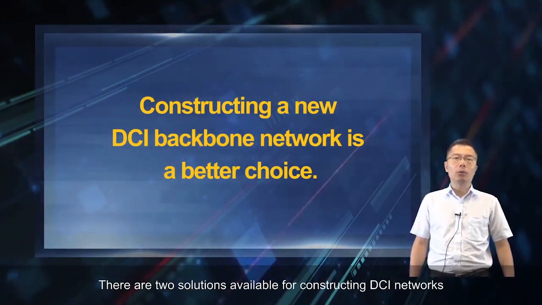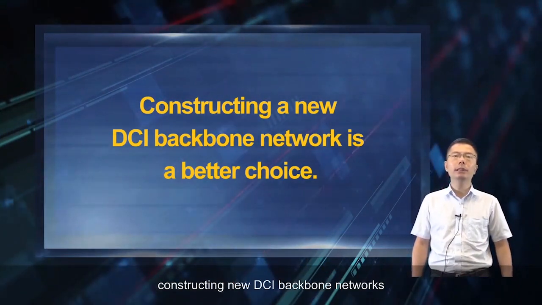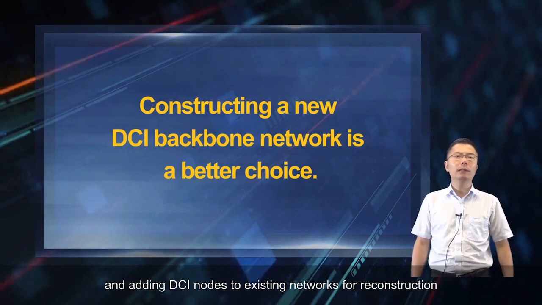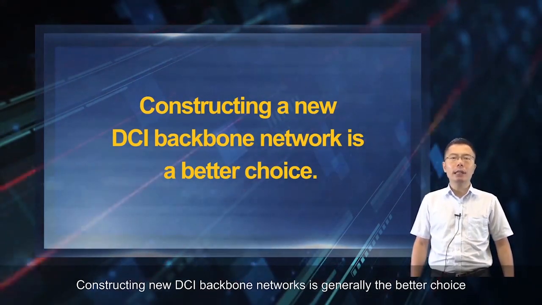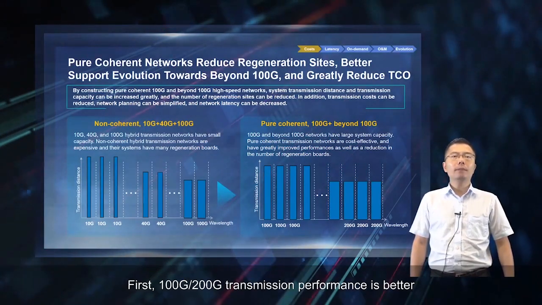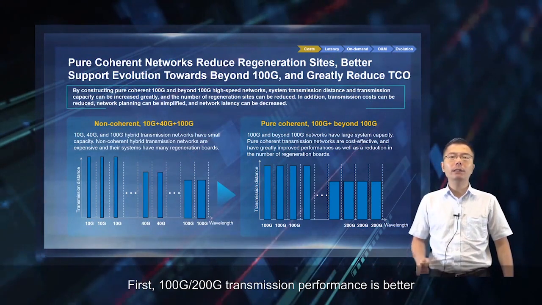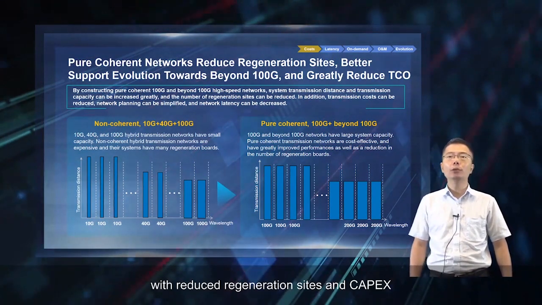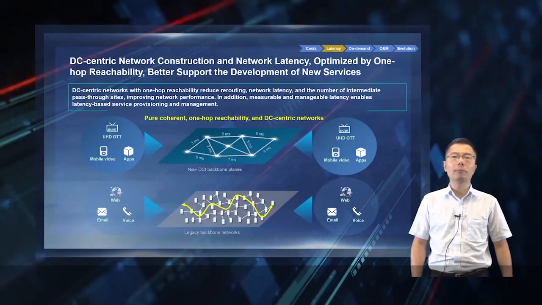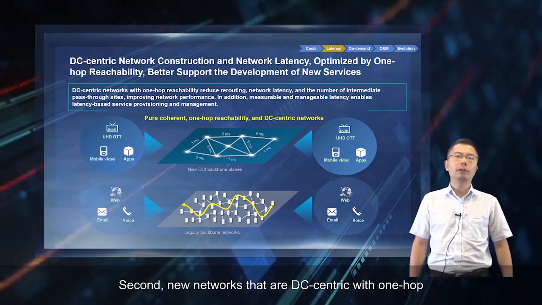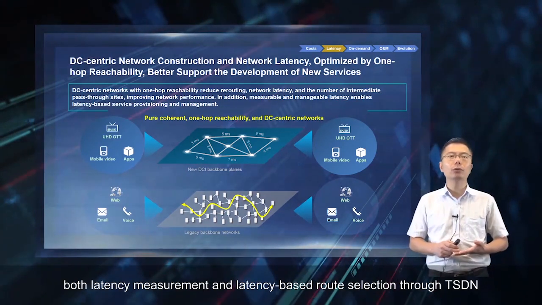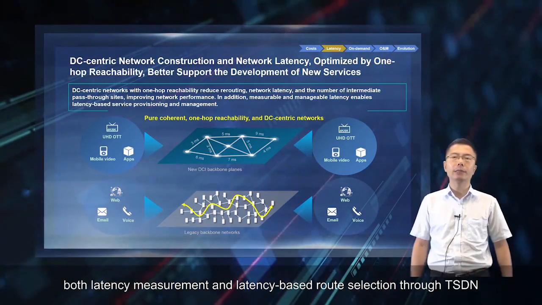There are 2 solutions available for constructing DCI networks: constructing new DCI backbone networks and adding DCI nodes to existing networks for reconstruction. Constructing new DCI backbone networks is generally the better choice, for reasons I will now explain. First, 100G, 200G transmission performance is better in pure coherent networks, with reduced regeneration sites and CapEx, and supporting of evolution towards 200G. Second, new networks that are DC-centric with one-hop direct routes can maximize latency optimization while providing both latency measurement and latency-based route selection through TSDN.